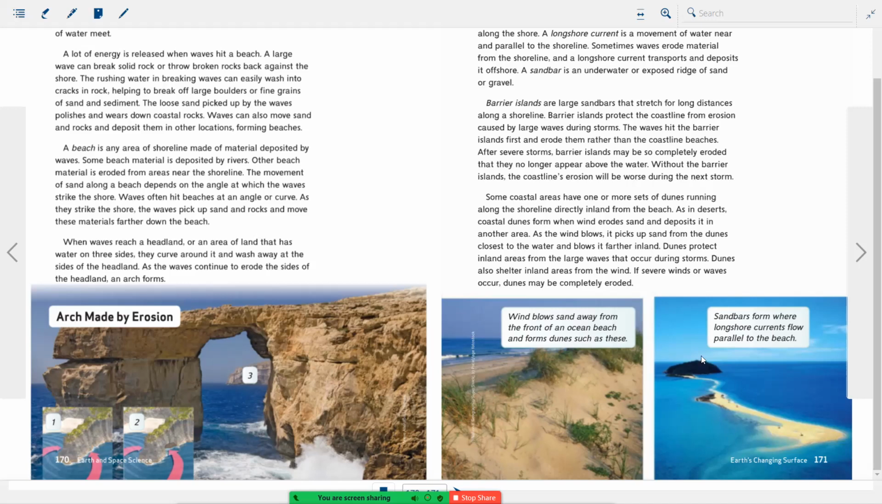So you can see that it's kind of just this raised up landform in the water that will protect the shoreline from large waves, from things like that are coming, because all of that is going to hit the sandbar first before it gets to the shoreline.